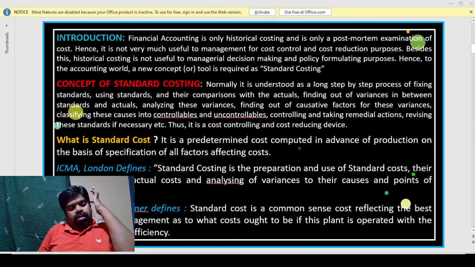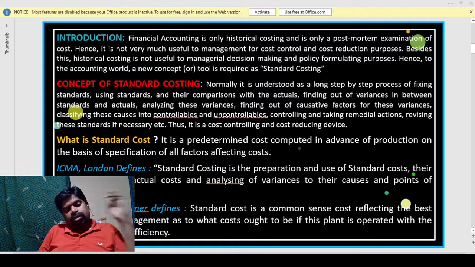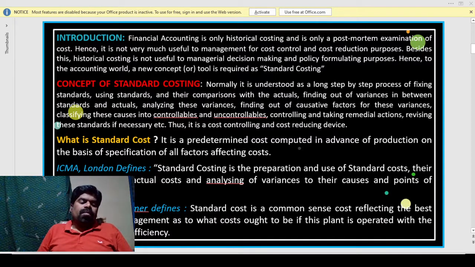So next we see, used in budgeting and performance evaluation. Budgeting is an action plan, a financial action plan for the future. Budgeting is nothing but a financial future plan for the organization.